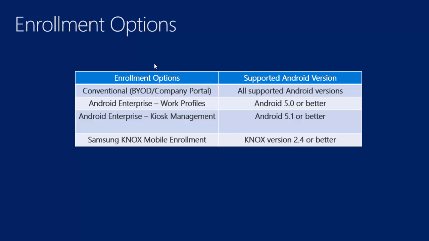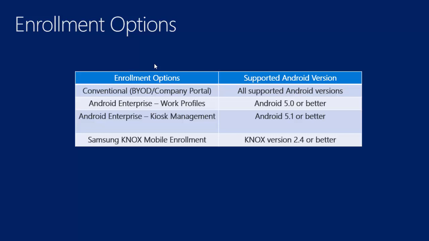two sub-umbrellas under that, and one of them is called Work Profiles, and the other is called Kiosk Management. So Work Profile starts in Android 5.0, Kiosk Management at 5.1, and Work Profiles is basically a relabeling of BYOD, right? Work Profiles is different a little bit than BYOD in the way it's implemented, but in concept is very similar to BYOD.